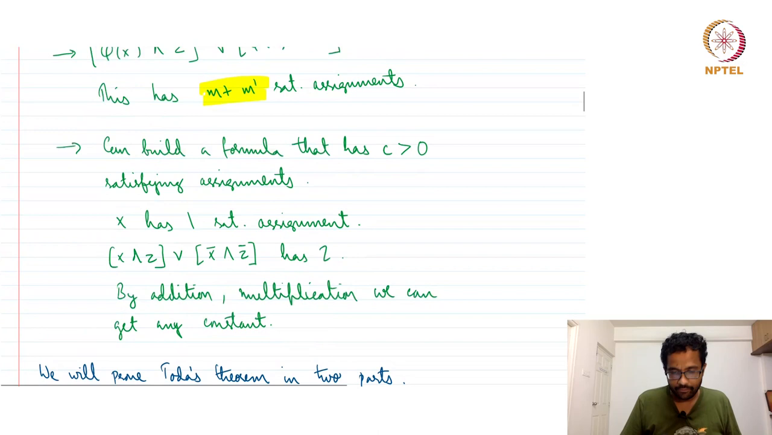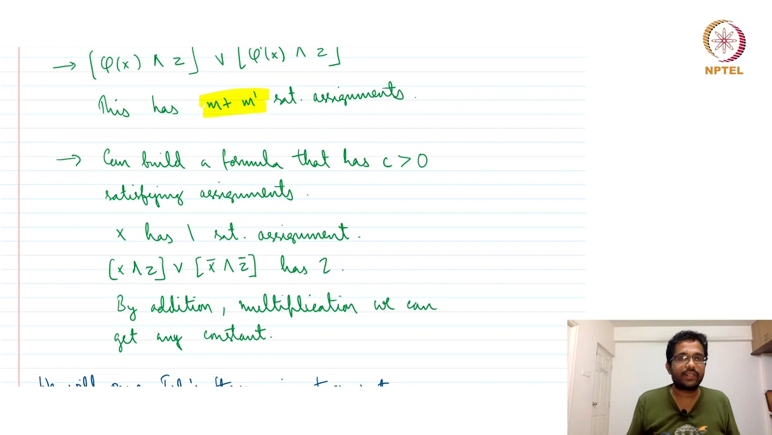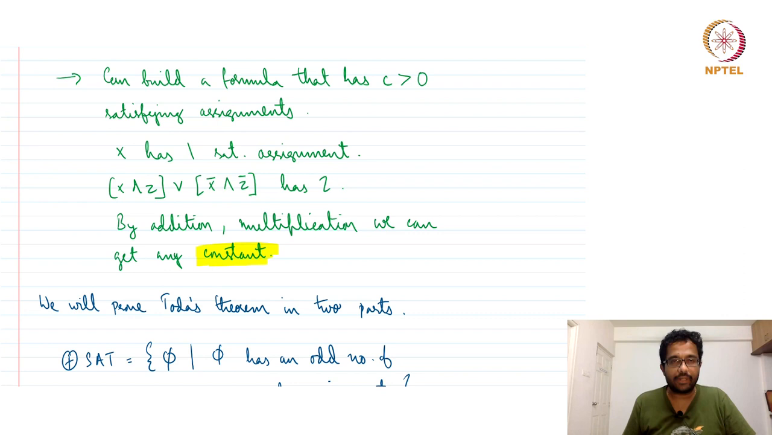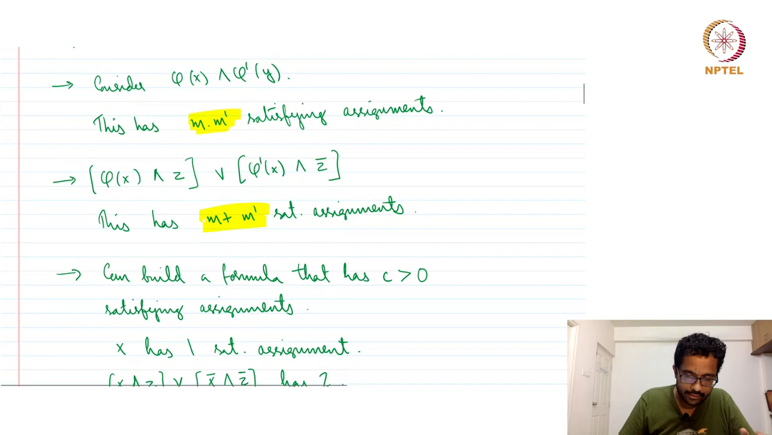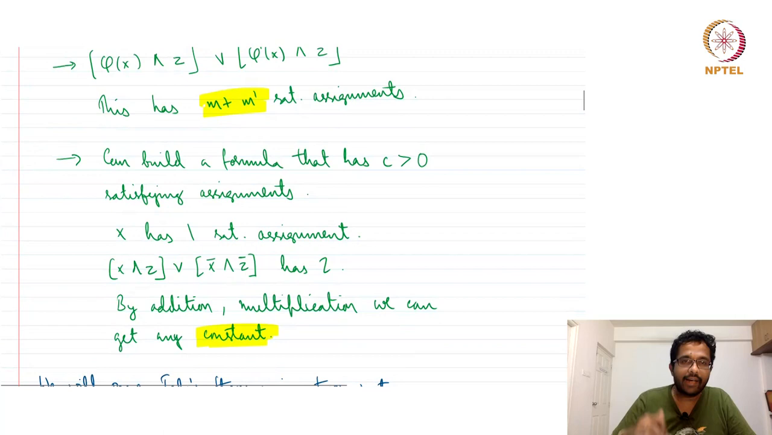So even if you have a formula phi with an unspecified number of satisfying assignments, now you can get another formula with, let's say phi had m satisfying assignments, we could have another formula with m plus 10 satisfying assignments, right? Because we can construct another formula that has exactly 10 satisfying assignments, and then you can do this add operation. So we can get any constant, right? So we can do a plus 1 operation. If I had m satisfying assignments, then you can build a formula that has m plus 1, right? So this kind of arithmetic with the number of satisfying assignments you can do. So what can we do? We can do multiplication, we can do addition, and we can construct all positive integers, right?